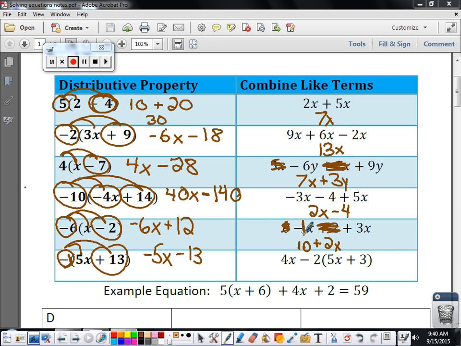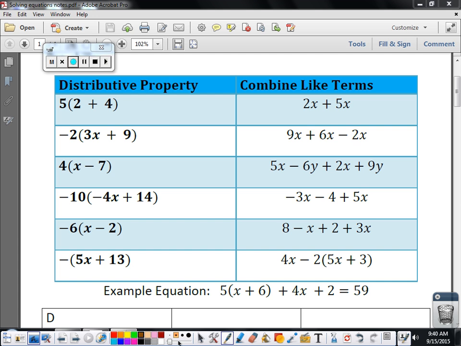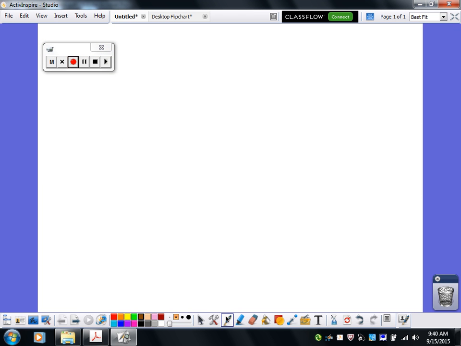Continuing. All right. This one's a lot more complex, and what I'm actually going to do is give us a brand new screen. All right. What does that guy say? 4x, sorry, minus 2 times 5x plus, pen is not working very well today.